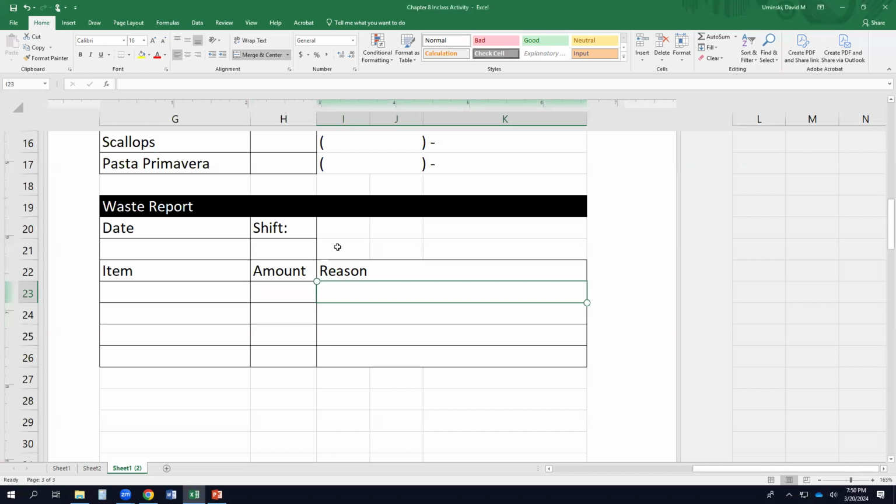Okay, so Robert had scallops remade because it was rubbery. So that would be scallops, 1 order, rubbery. Primavera sauce, how much was wasted? 1 gallon of primavera sauce was wasted, and the reason? Sugar was used instead of salt. So go ahead and do the same thing for the pounds of pasta and the 2 cups of beurre blanc. Finish filling out your waste report.